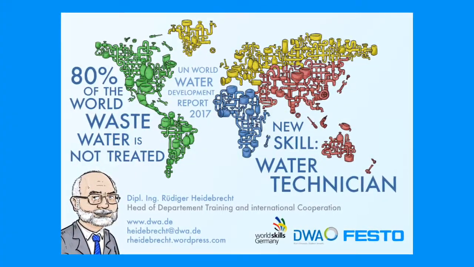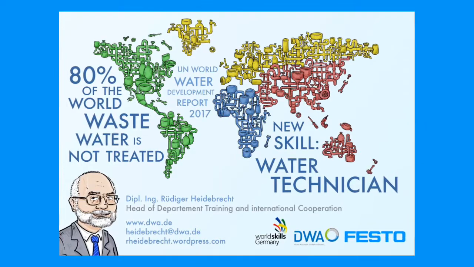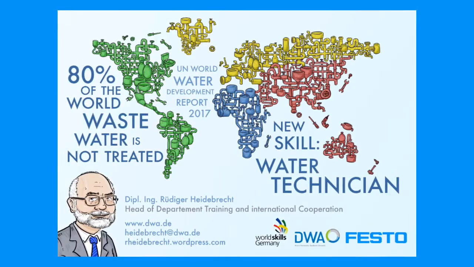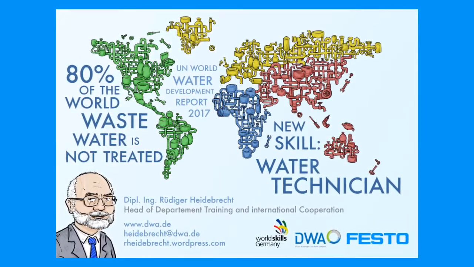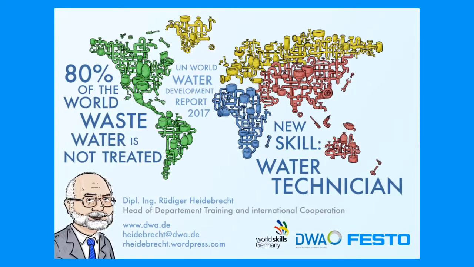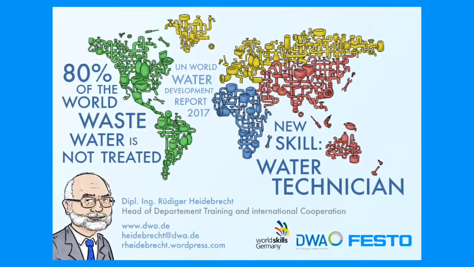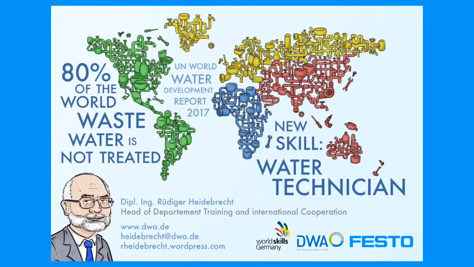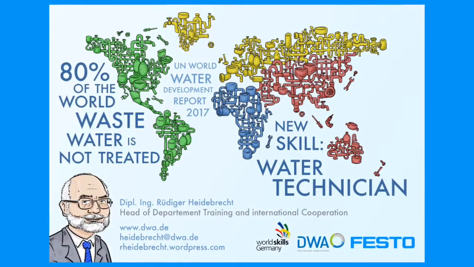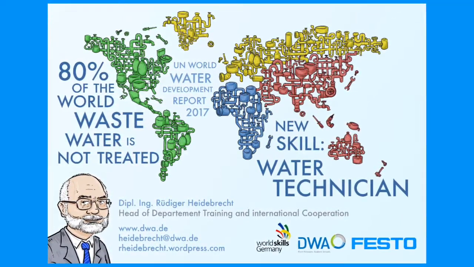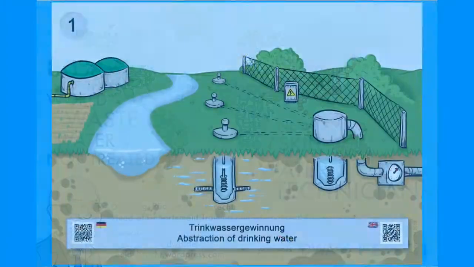My name is Ruediger Heidebrecht. I'm working for DWA, the German Association for Water, Wastewater and Waste. I'm head of the Department of Training and International Cooperation, and I'm supporting training in many countries worldwide and in Germany. 80% of the world's wastewater is not treated. There's much to do, so let's start.